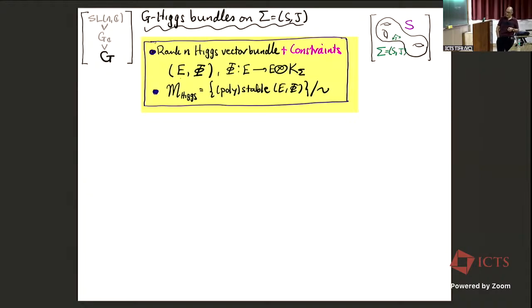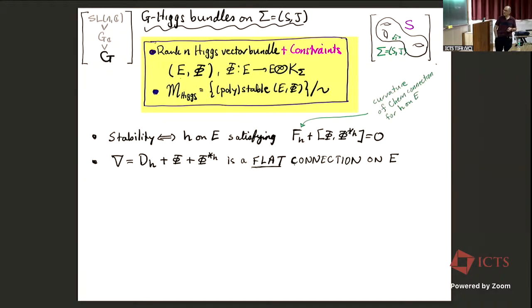That gives us, in that setting, a moduli space of polystable Higgs bundles, which has many wonderful features that have been discussed in these last 2 weeks. But in particular, for us, what we need to focus on is that the stability property, which allows you to define the moduli space, is equivalent to the existence of a structure on the bundle.